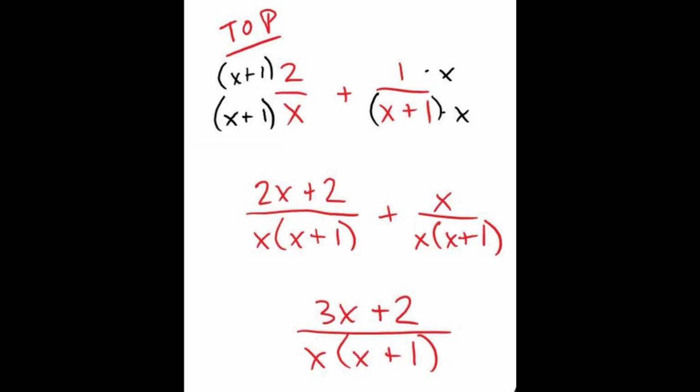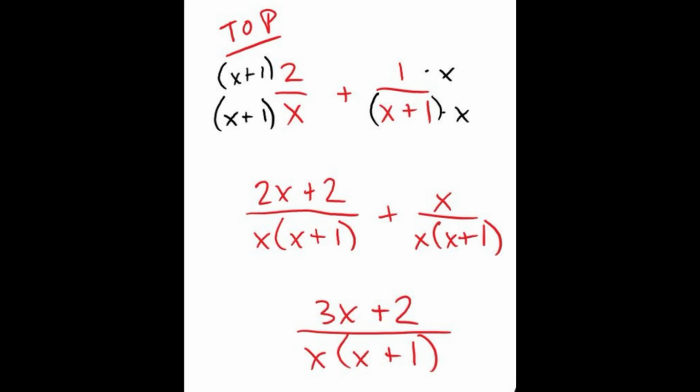Okay, so on top we have 2 over x plus 1 over x plus 1. Well, I need to make the bottoms the same, and they are not the same right now. So I'm going to multiply the left fraction by x plus 1 over x plus 1, and the right fraction by x over x. You end up getting this. The bottoms match, so I combine the tops. You end up getting 3x plus 2 on top, which is what I wanted. Okay, this is done for now.